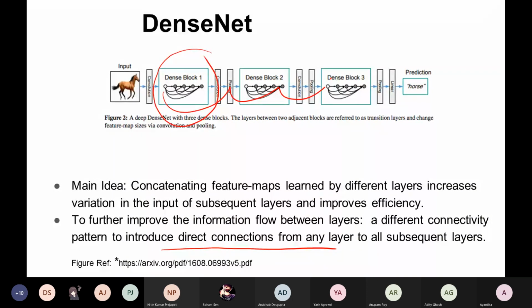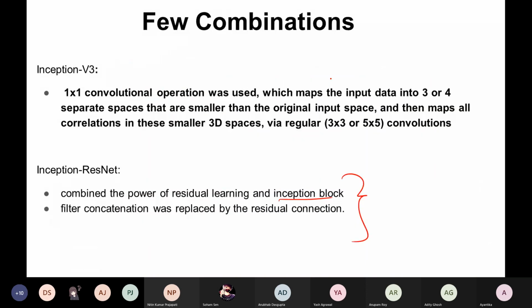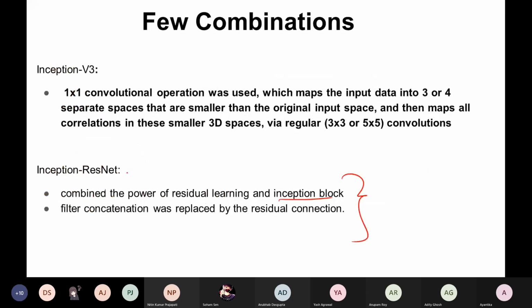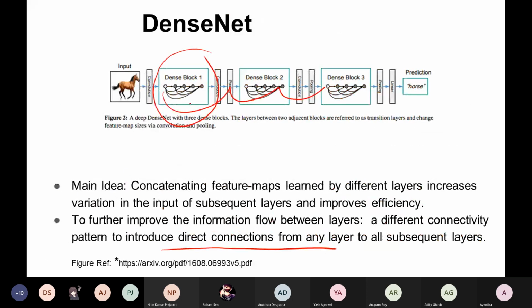Within the smaller blocks, the main difference is that in ResNet, the identity shortcut is passed to some blocks, not all blocks. In DenseNet, to improve the information flow, we pass the information from a particular layer inside one block to all the subsequent layers. Mind it, the block is the whole thing, and these are the layers. So we are passing the information from one layer to all the subsequent layers. That is the only change.